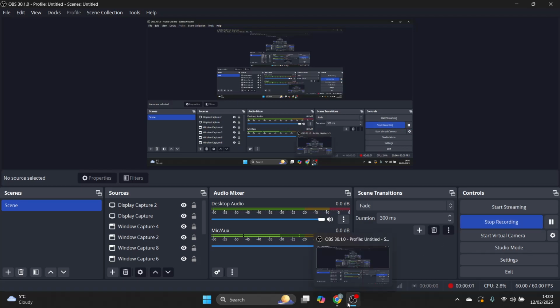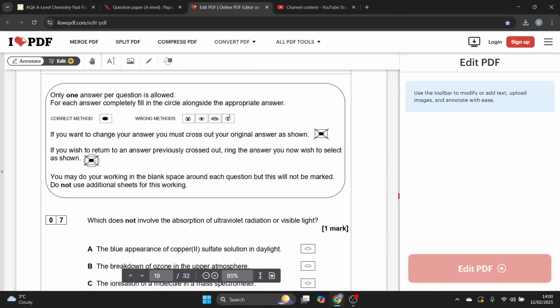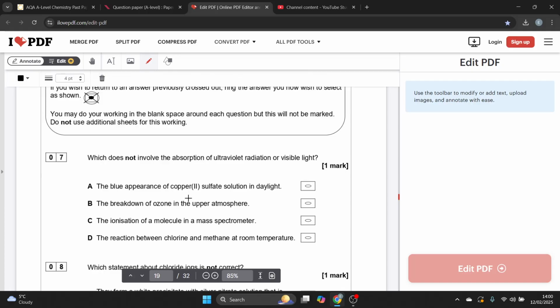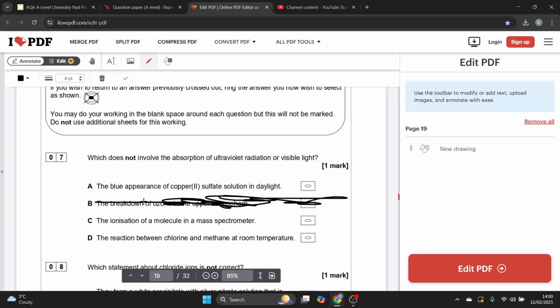AQA A-level chemistry, paper 3, multiple choice question, section B. Question 7. Which does not involve the absorption of ultraviolet radiation or visible light? Blue appearance of copper 2 sulfate solution in daylight. I'm guessing it does because I don't know what that is. Breakdown of ozone in the upper atmosphere. That does involve the absorption of ultraviolet radiation.